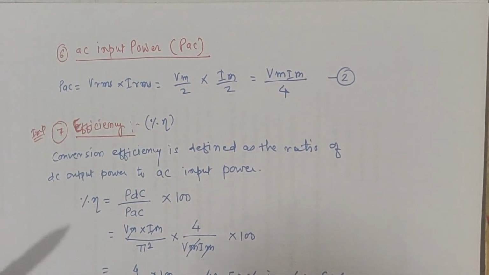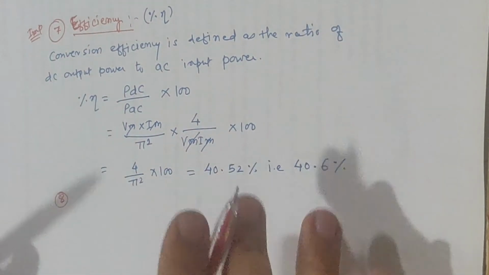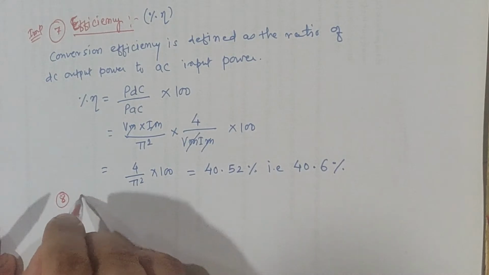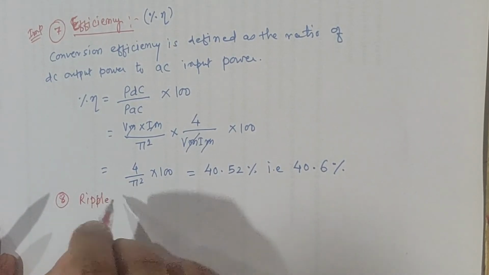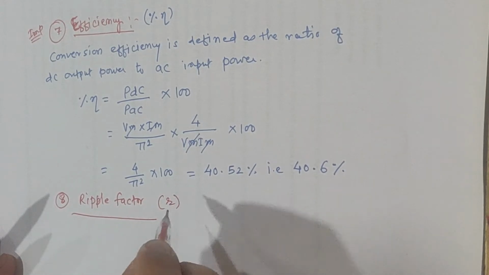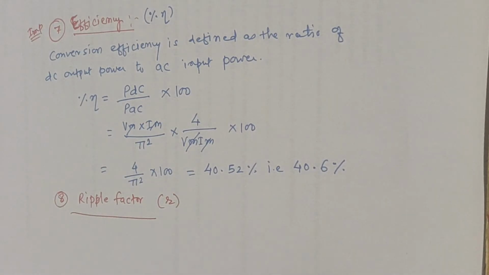I'm taking this as the eighth point now, and that eighth point is ripple factor. It is represented by small r. So what is ripple factor? That is what we need to first understand, and then we will go for the expression of ripple factor. Remember this, that is also important.